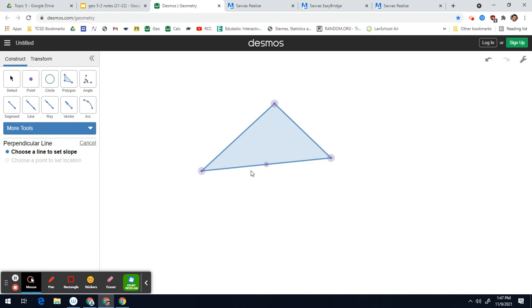It says select the slope. So I want to be perpendicular to this side, and I'm going to go through that point. There we go. So that's my first perpendicular bisector.